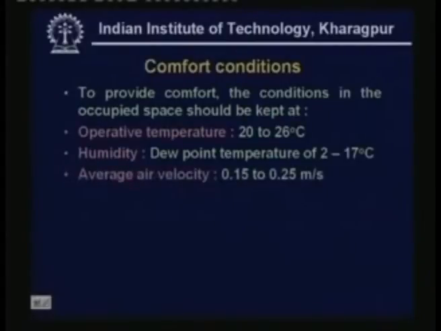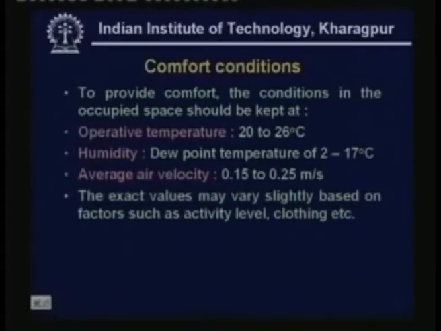You also have to maintain a certain air motion, or certain velocity of air, inside the occupied space so that a human being can feel comfortable. This required air velocity falls in the range of about 0.15 meter per second to about 0.25 meter per second. If the air velocity is too low, a human being feels stagnant and will have an uncomfortable feeling, and if the air velocity is very high, then he will have the problem of drafts. So air velocity also has to be maintained within a range.